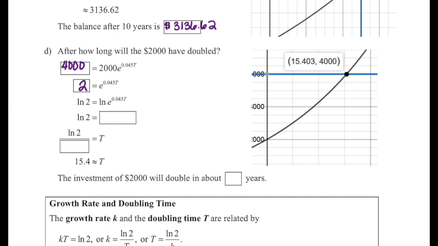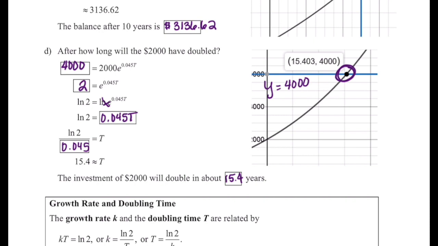So 2 is equal to e to the power of 0.045t. Taking the natural log of both sides so that my natural log and e will cancel. And then dividing by 0.045, we say it'll take about 15.4 years to double. Also using the intersect method, we had replaced y with 4,000. And then our dark gray line is still our original function so that we could identify where they cross each other.